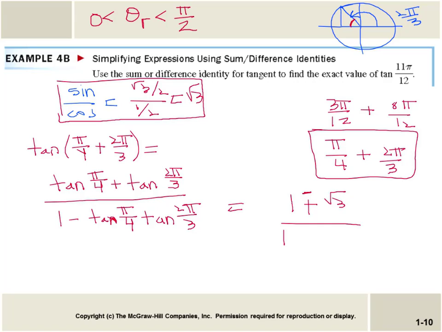Over 1, and then tangent of pi over 4 we said is 1, tangent of 2 pi over 3 we said is negative square root of 3, so it becomes plus the square root of 3. So the answer is 1 minus the square root of 3 over 1 plus the square root of 3. And you guys, let me tell you something.